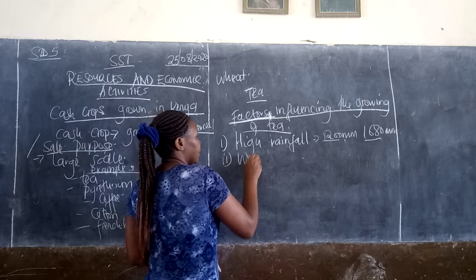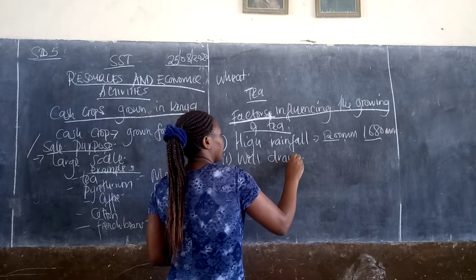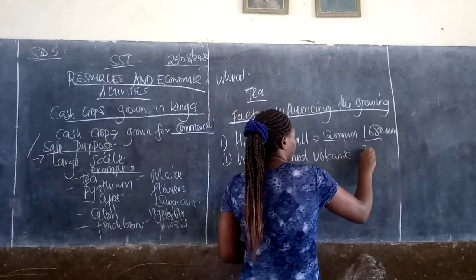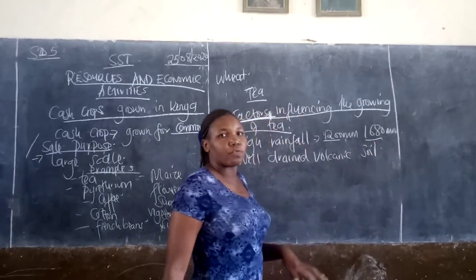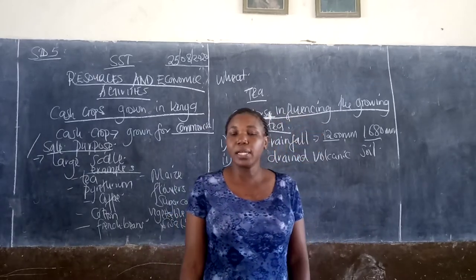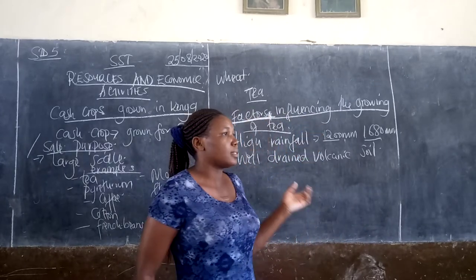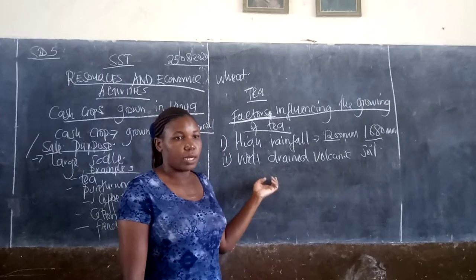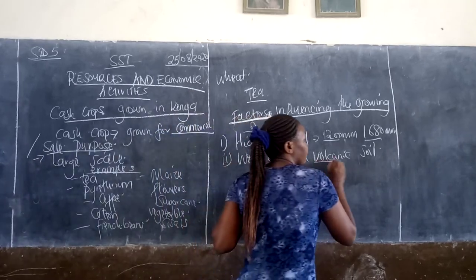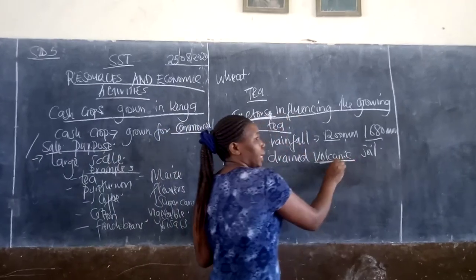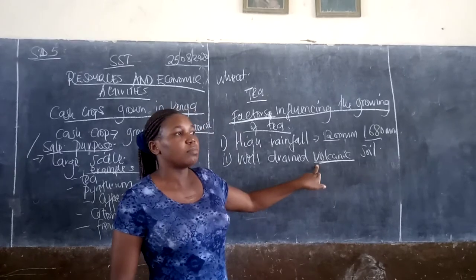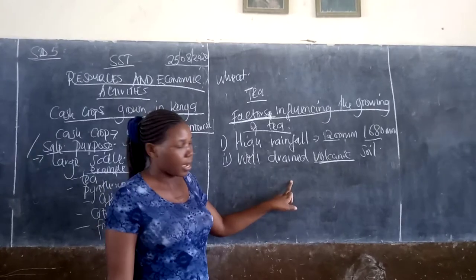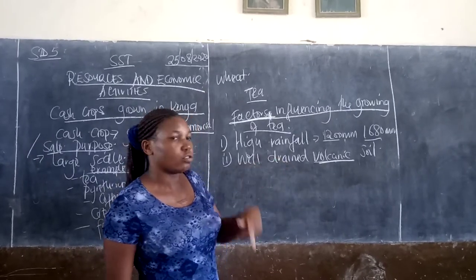Another, it requires well-drained volcanic soil. In Mombasa, most of you have seen that the soil is sandy soil. So tea cannot grow in sandy soil. Tea grows well in volcanic soil. And this volcanic soil is mostly found in highland areas. That is another reason why tea cannot grow in Mombasa.